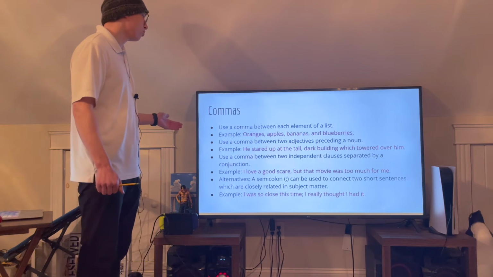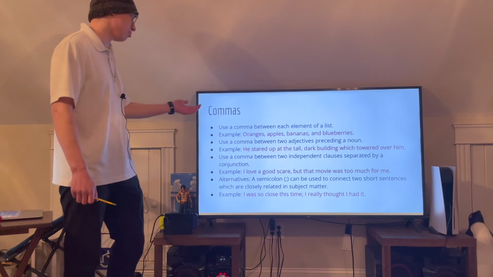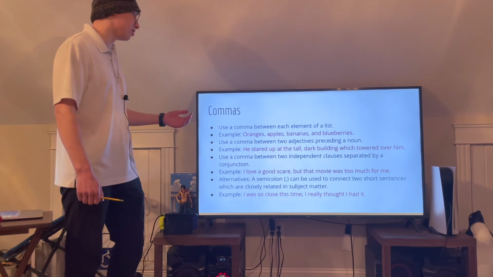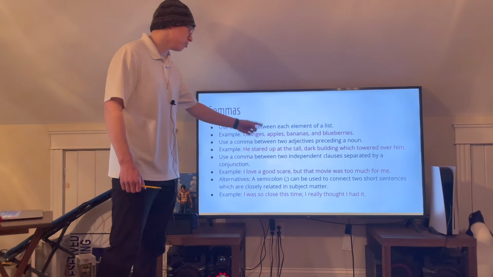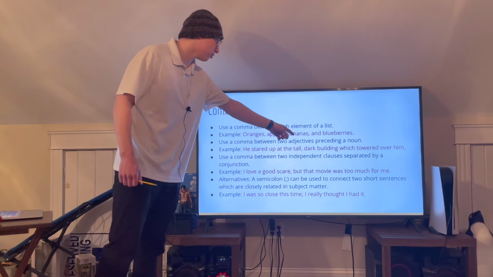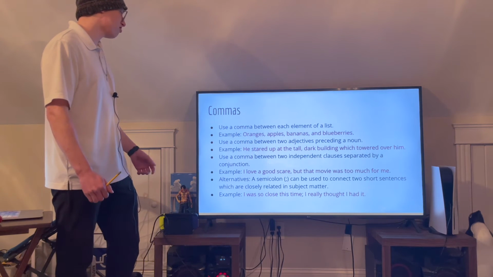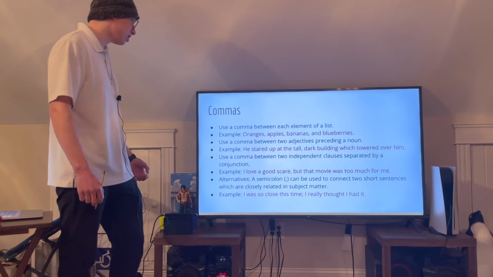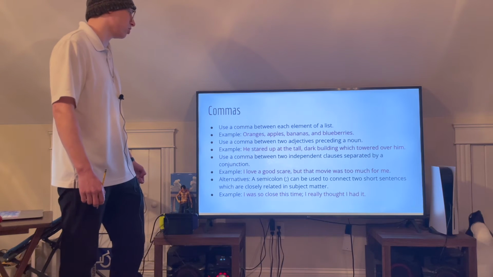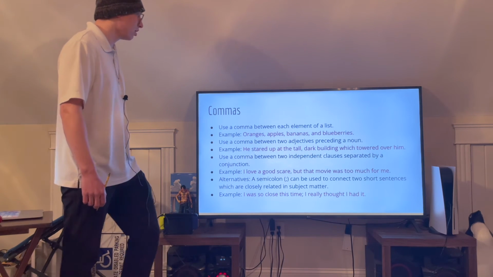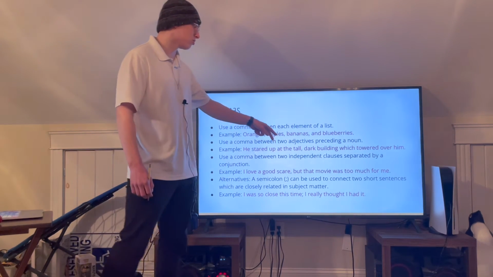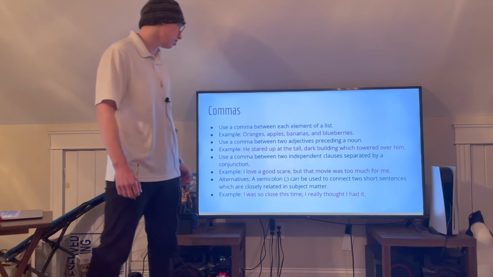Use a comma between each element of a list. Example, oranges, apples, bananas, and blueberries. So you've got a comma in between each one, and in the last one you always add an "and." Use a comma between two adjectives preceding a noun. Example, he stared up at the tall, dark building which towered over him. The comma goes between tall and dark, which are the two adjectives describing the building.